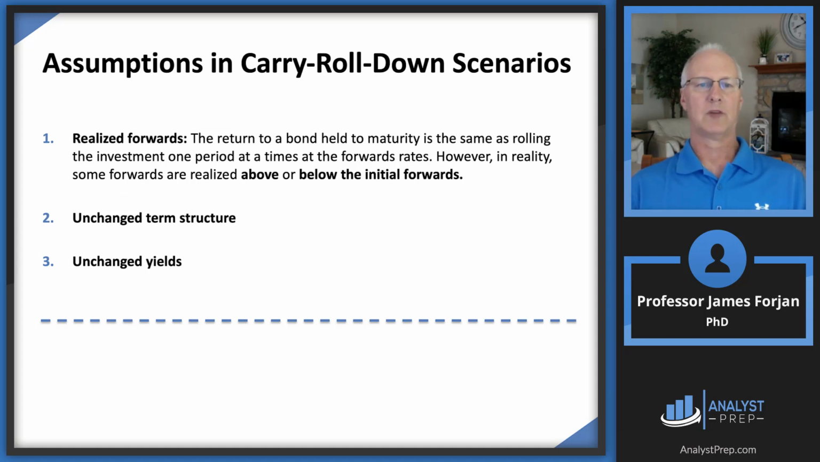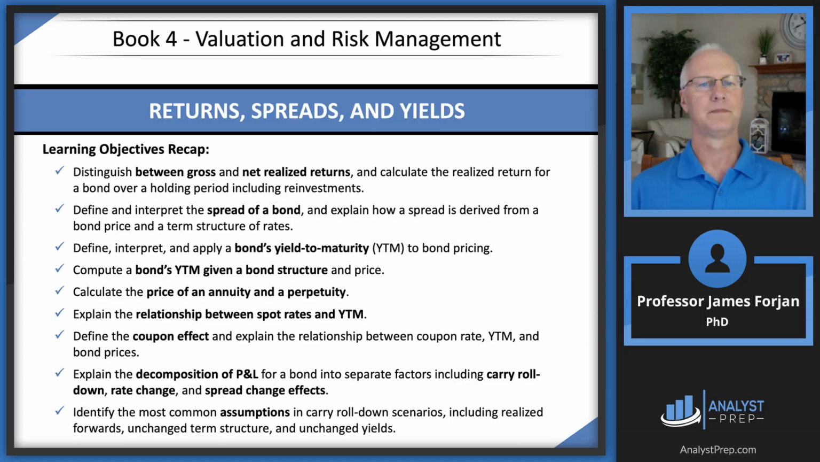All right, let's talk about some assumptions here that may or may not be too restrictive. Unchanged term structure, unchanged yields, and then realized forward. So the return of a bond held to maturity is the same as rolling the investment one period at a time at the forward rates. Now, in reality, some forwards are going to be realized above or below those initial forwards. And I think that takes us through this chapter.